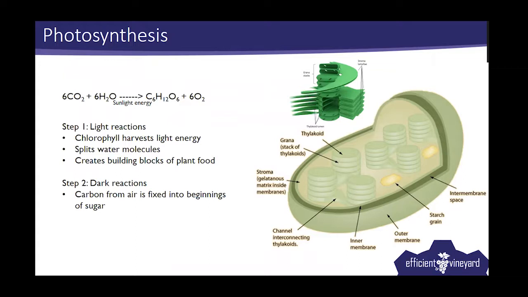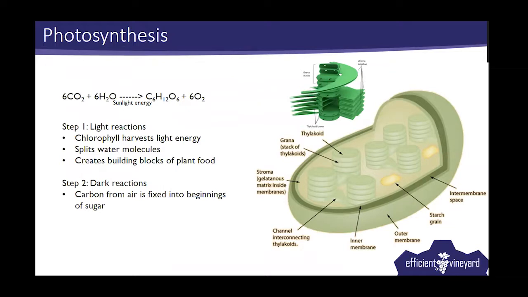So the chlorophyll pigments are harvesting the sun's energy in order to take those bricks apart. So taking H2O and splitting it. And that's creating the building blocks that can then be used to synthesize sugar and subsequently the rest of the different compounds that the grapevine needs to survive, especially perennially. So all of those light reactions are dependent on the sun's energy coming in.